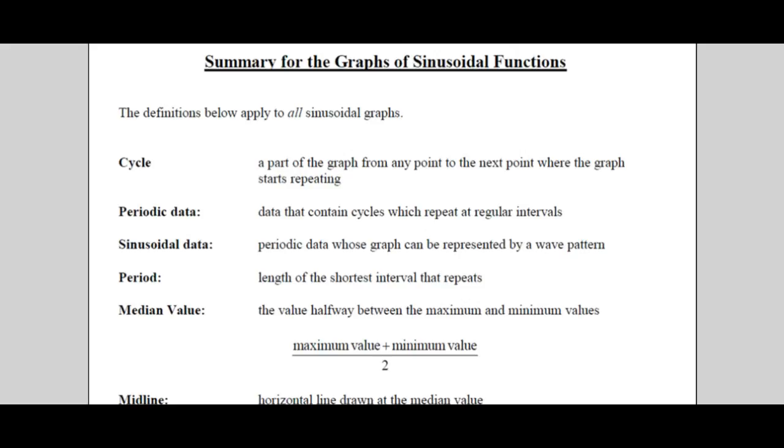Okay, summary for graphs of sinusoidal. Cycle: part of the graph from any point to the next point where the graph starts repeating. So the cycle is one period, right? The length of the shortest interval that repeats. They're really almost synonymous, right? A period and a cycle. Periodic data: data that contains cycles or periods which repeat at regular intervals. Sinusoidal data: you've got a wave pattern going on.